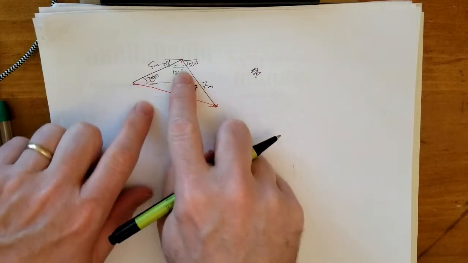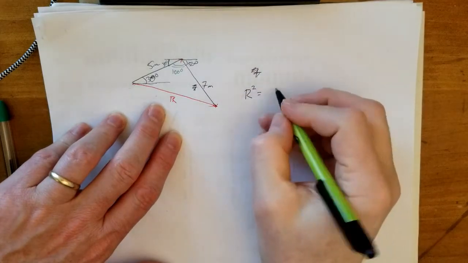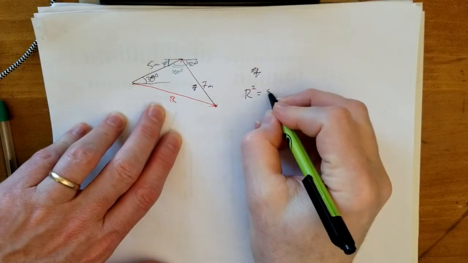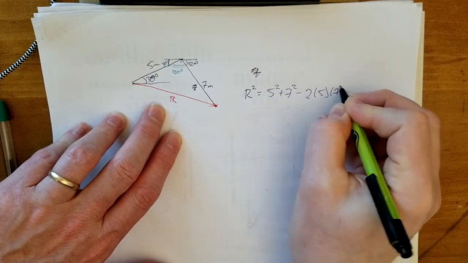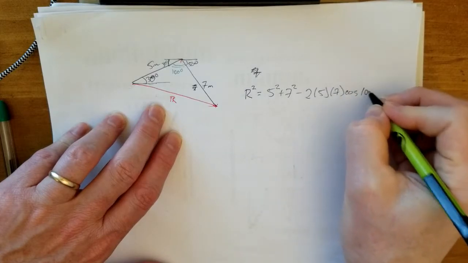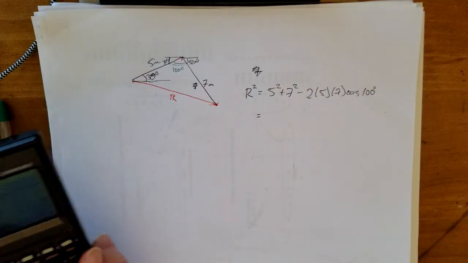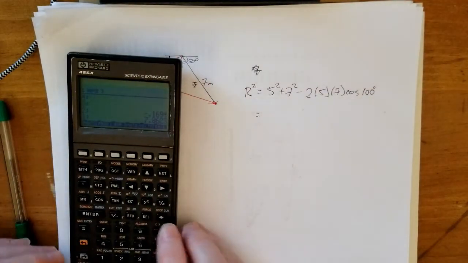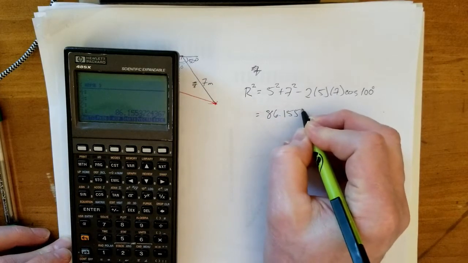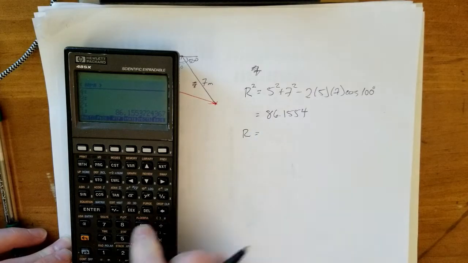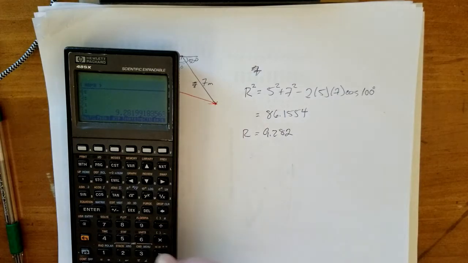So I have two sides and the angle between them, so use law of cosines. So the magnitude of r squared is equal to 5 squared plus 7 squared minus 2 times 5 times 7 times the cosine of the angle between them, or the cosine of the angle opposite the side I'm trying to find. And my gut tells me it's somewhere around 9.282, but let's just go ahead and use the calculator. I get 86.1554, and so R is 9.282. Wow, that's what we had before.